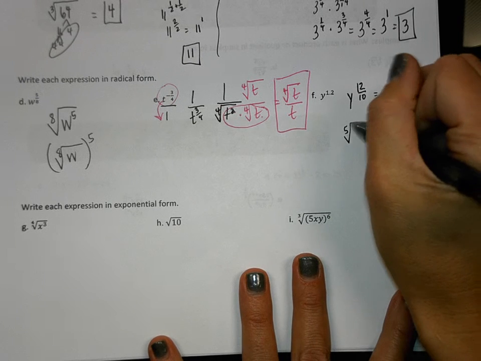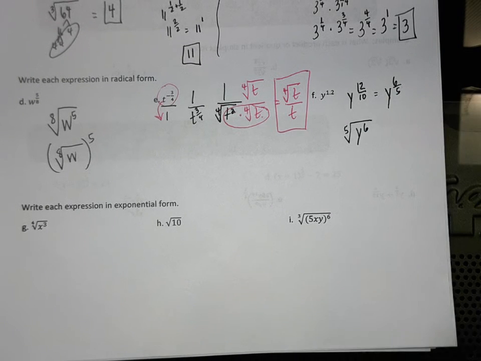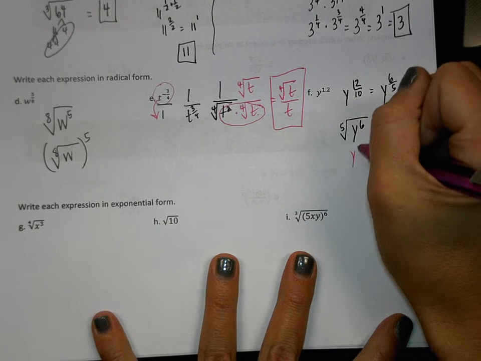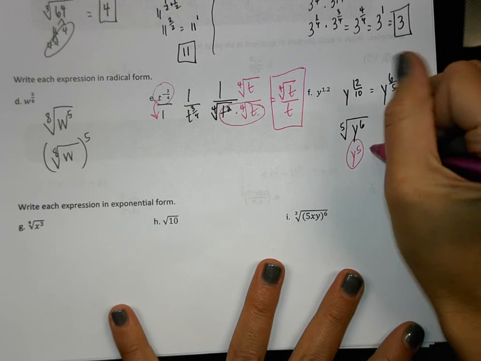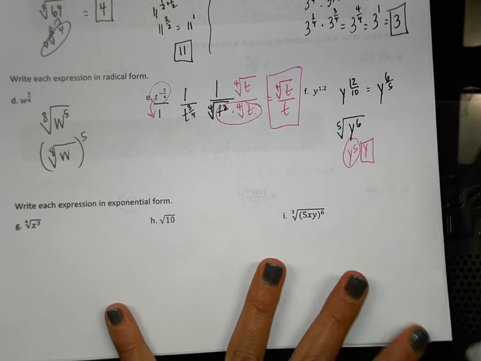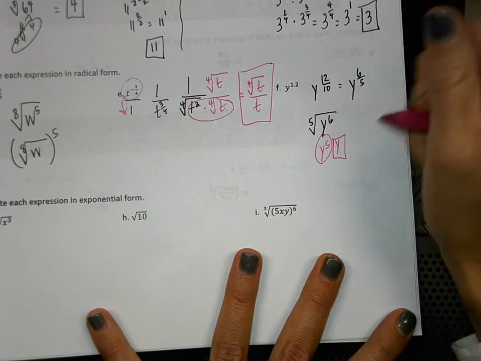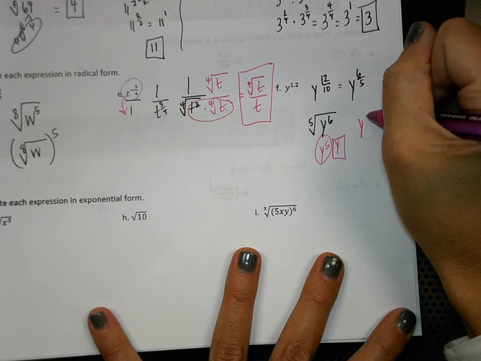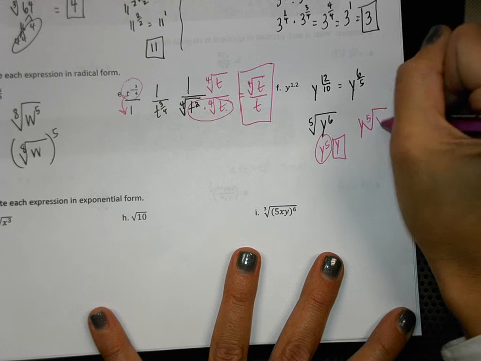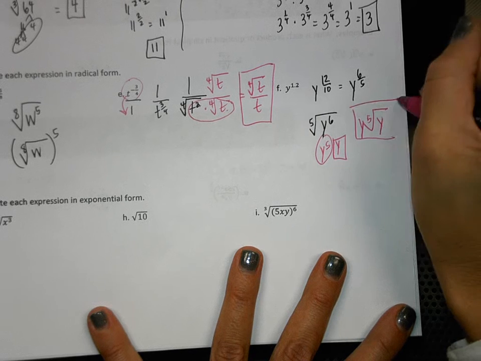The 5th root of y to the 6th. Can that be simplified at all? Because how many y's do I need for a group? 5. So that's going to be y to the 5th is a group, and then how many y's do I have left over? 1. And so we write that as what? Perfect. Y times the 5th root of y is the correct answer.